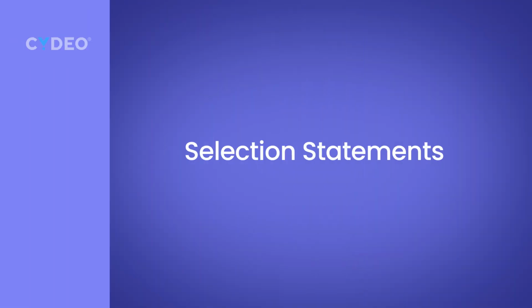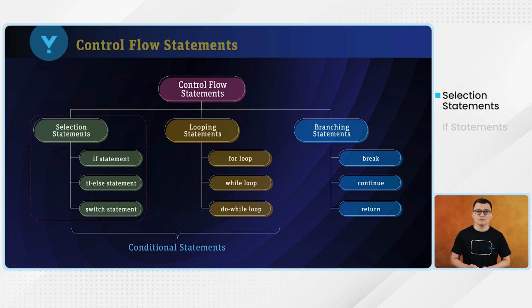What are these selection statements in Java? In Java, selection statements are one of the three types of control flow statements. Control flow statements are the tools that are essential for determining the order and condition in which our code is executed. They allow us to write our programs for decision making, repetition, and branching. Selection statements are the ones used for decision making in Java.